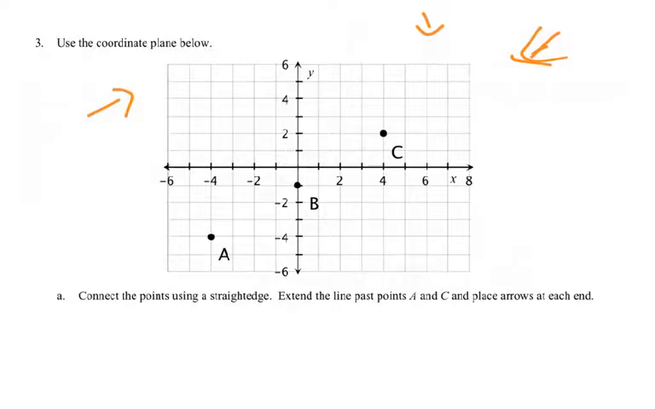So I'm going to do my best to use a straight edge and draw this line. In case you're wondering, I'm using a deck of cards. It's not perfect, but I did my best. And it says put an arrow at each end. All right, done. A is done.